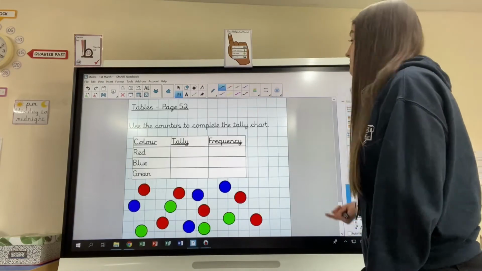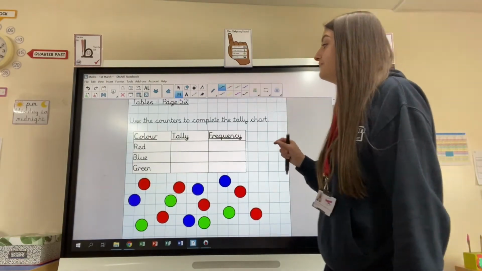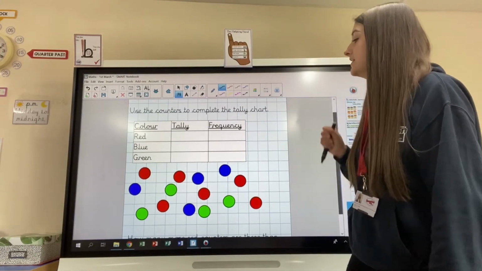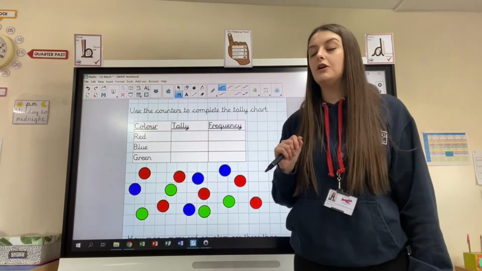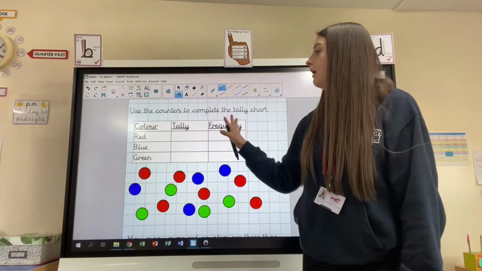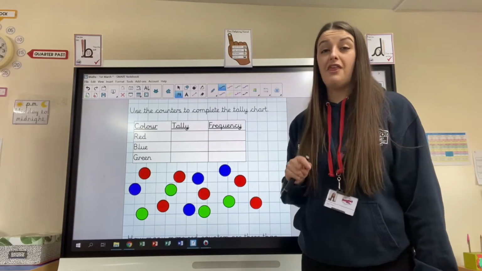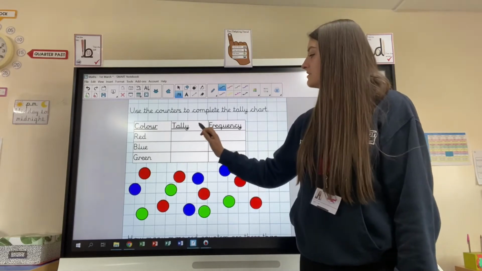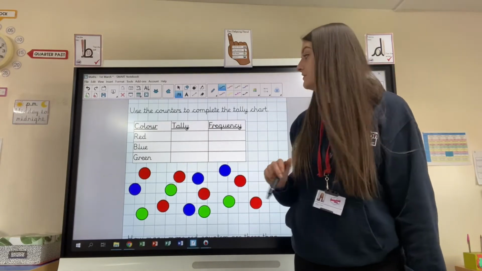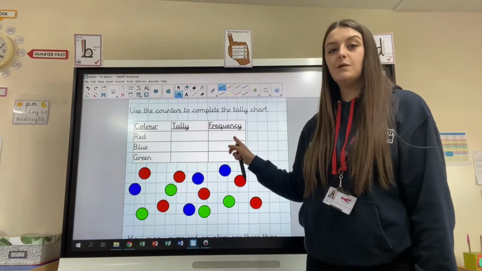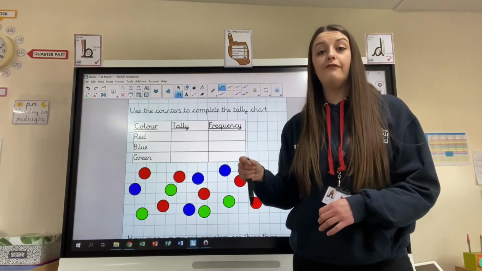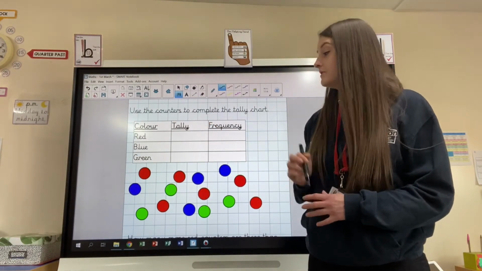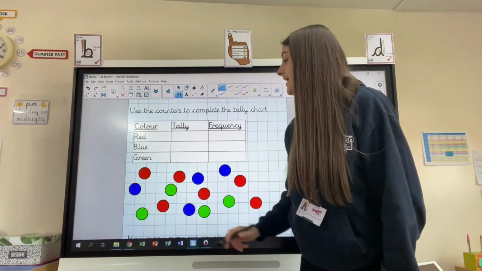So let's have a look then at some similar questions that you've got on your page 52 today. So I've got here, use the counters to complete the tally chart. Now I'm going to take my time to have a look at this tally chart, look at the titles and what we've got, already information that we've got there, okay? So I've got colour, so that's the colour of the counter, tally, so I'm going to be representing numbers, drawing a tally chart, and then the frequency, that's just the numbers, how often we're seeing the red counters, the blue and the green, okay? So first of all, I'm going to count the red counters.